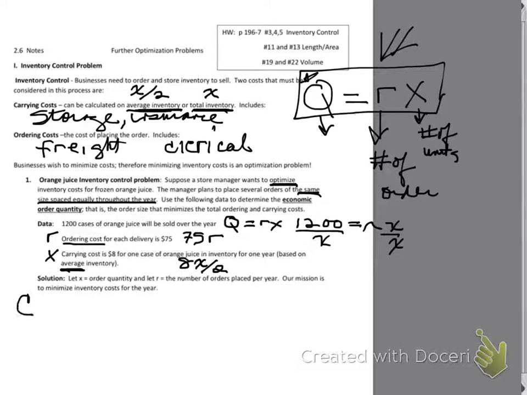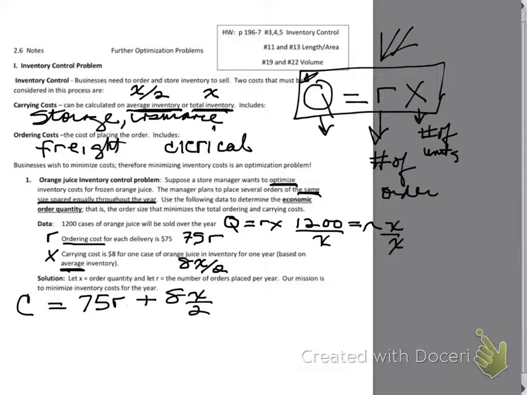Well, our costs equal 75R plus 8X over 2. Okay, so let me just change one thing. I said R, but I wrote C. So this is R. Okay, R is equal to 1200 over X.